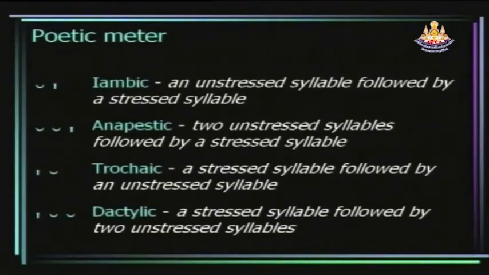Four of the patterns that the poets typically use are the ones I show you here. Iambic, which is unstress, stress. Anapestic, unstress, unstress, stress. Trochaic, stress, unstress. And dactylic, stress, unstress, unstress. So these are just ways that poets use the rhythm of the language to create a poem.